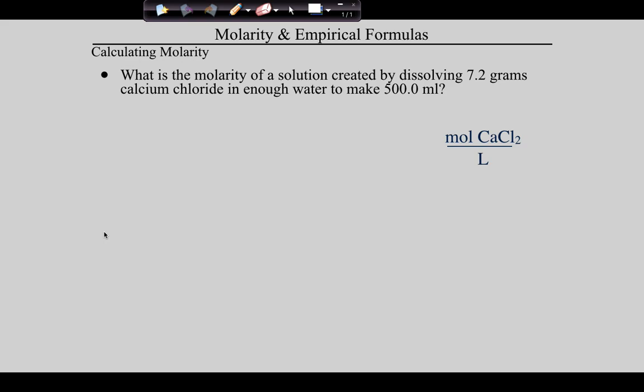Mass divided by volume. So go to the problem and find a mass. Do we have a mass? Yeah. 7.2 grams of calcium chloride. I'm just going to give you the formula for calcium chloride. If you're still struggling with that, come and get support. Then the volume is 500 milliliters. So draw a line. Our starting point is 7.2 grams of CaCl2 and 500 milliliters.